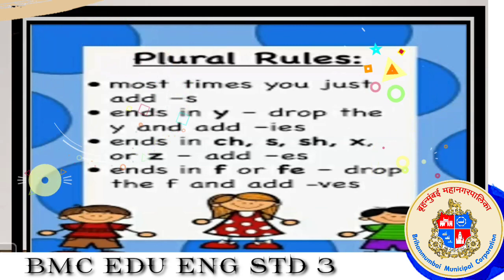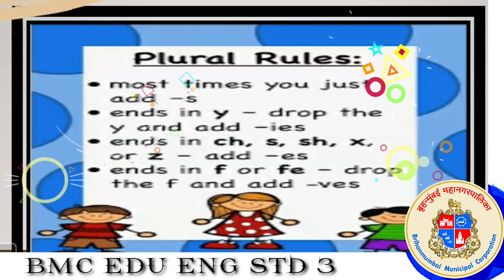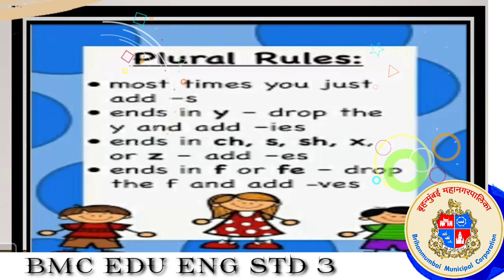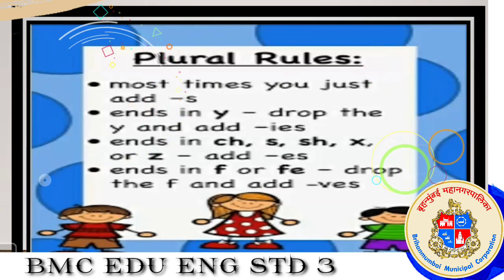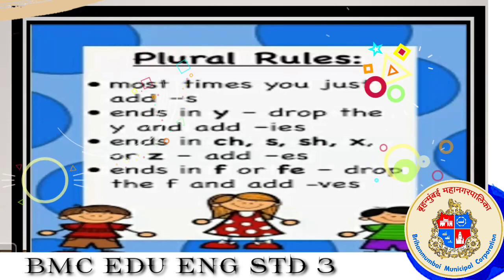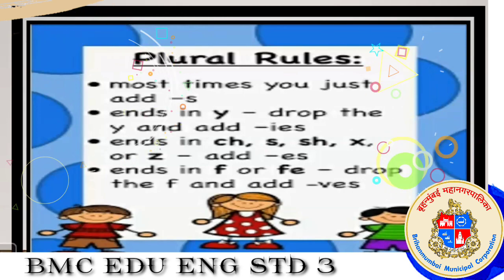Then next point. If the word ends with F or FE, what do we do? We drop the F and add VES. So these are some plural rules. So now we will see them one by one.